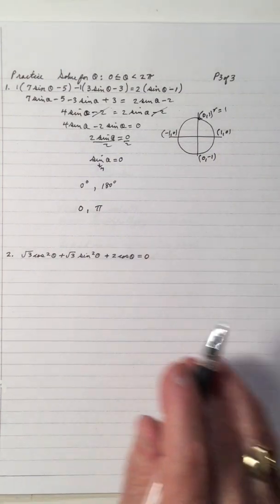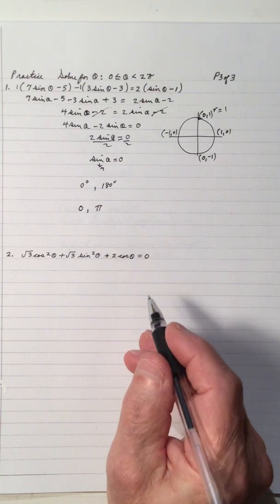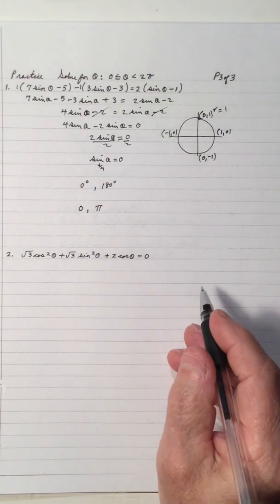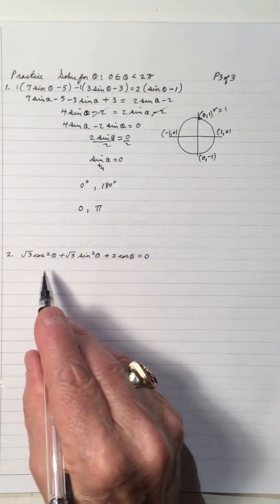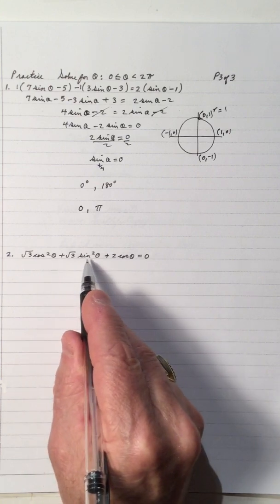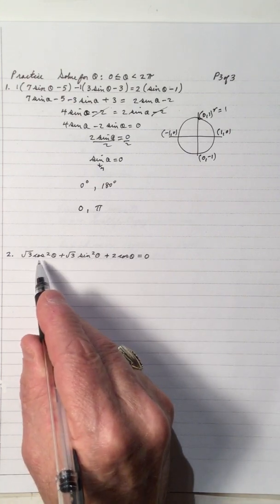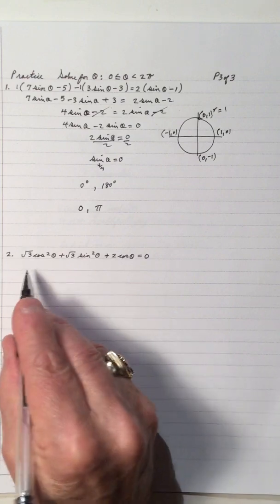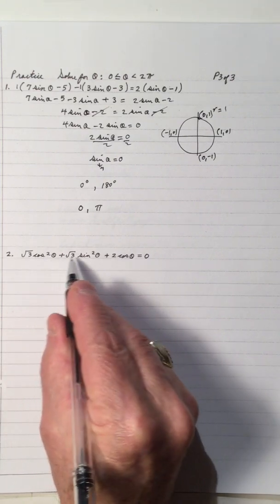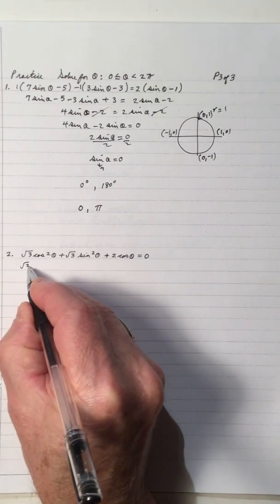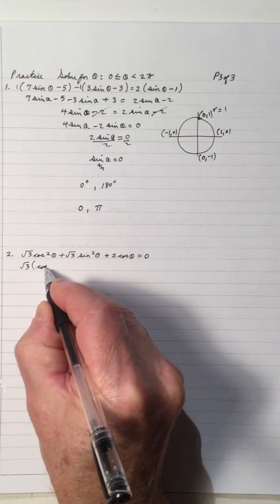And we have another one to do. This one's designed to be a little bit different. And we've got sine squared, cos, and sine. So one way to handle this, you notice that we've got cos squared, sine squared. So root 3, I'm going to factor the root 3 out.